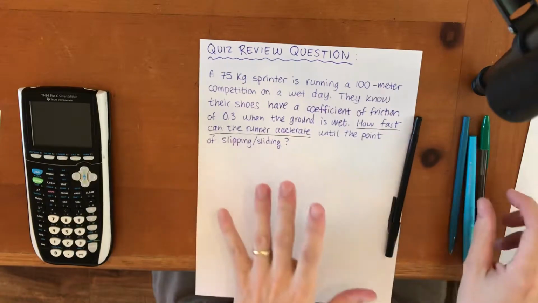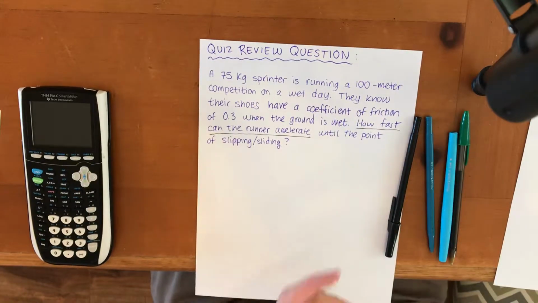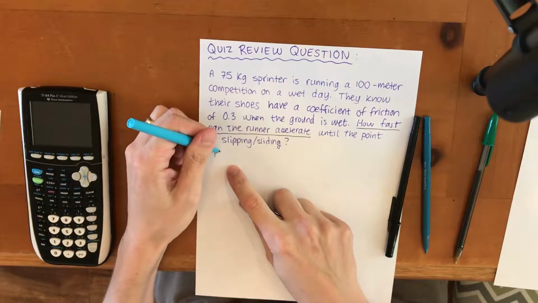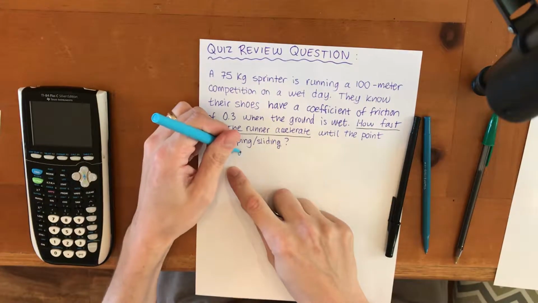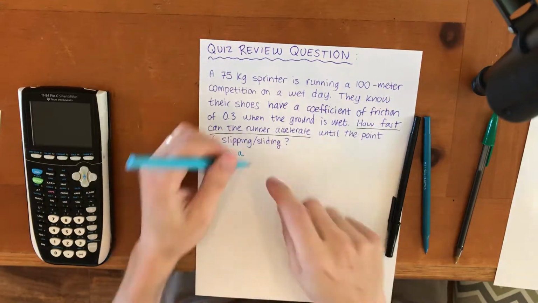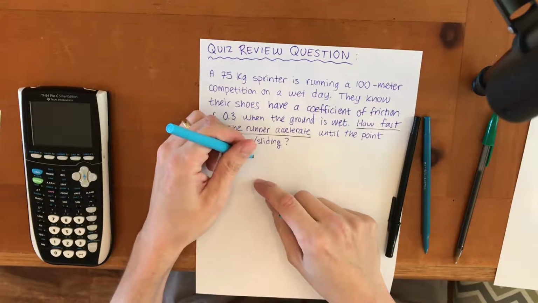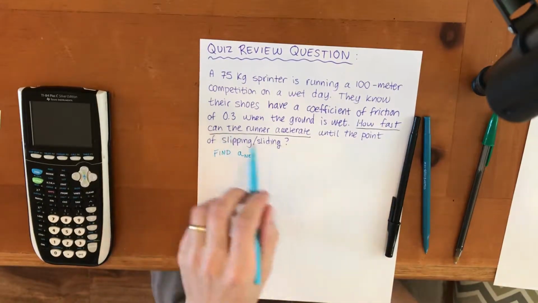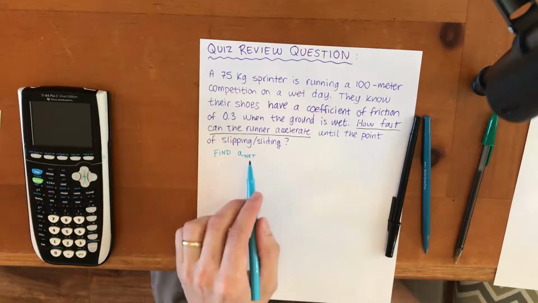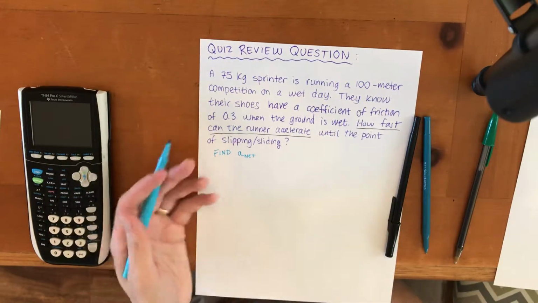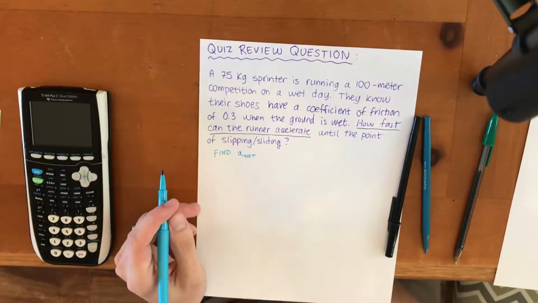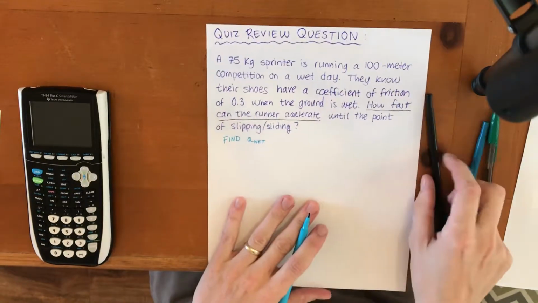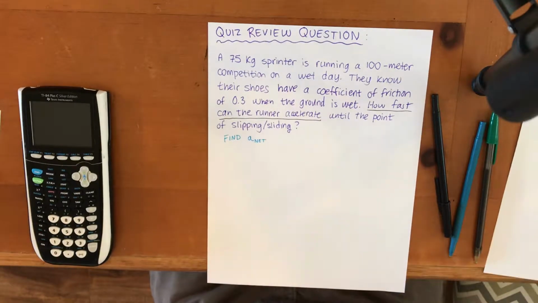So before we even start answering this problem, let's literally write down what we're trying to find. How fast can the runner accelerate? So we are basically trying to find a in this problem. And we can assume that this is the net acceleration because it's the runner who's running. And because they're accelerating, the acceleration is whatever the sum of all the other forces or accelerations that are happening to the runner. Okay, so a good thing to start with here is forces.